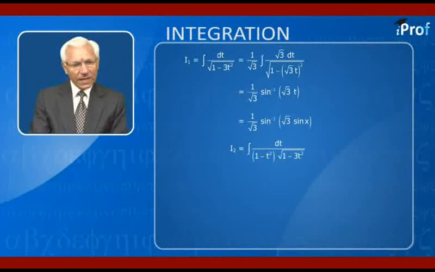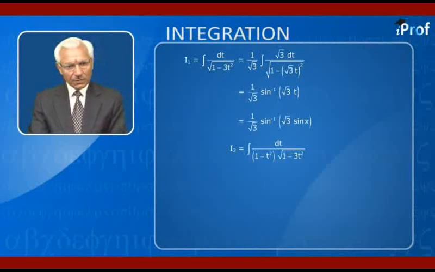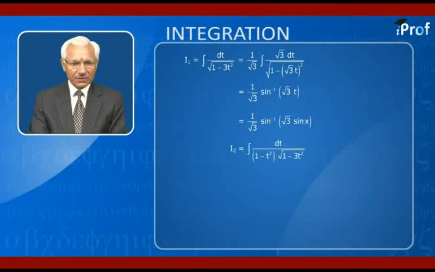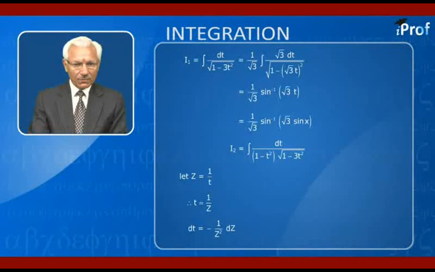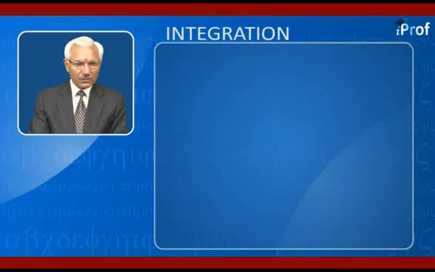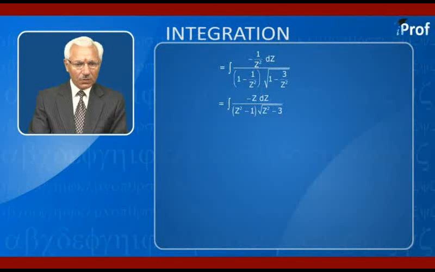Now for I2 we have the integral of dt upon (1 minus t square) into square root of (1 minus 3t square). We put z equal to 1 upon t, therefore t is equal to 1 upon z, or dt is equal to minus 1 upon z square dz. This simplifies to minus 1 upon z square dz upon (1 minus 1 upon z square) into square root of (1 minus 3 upon z square), which becomes minus z dz upon (z square minus 1) into square root of (z square minus 3).